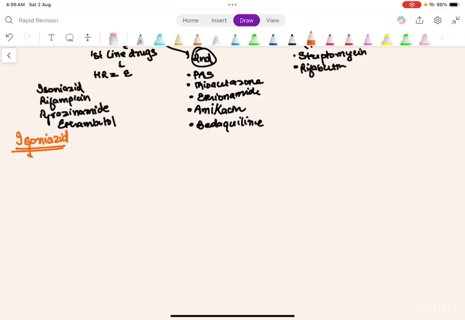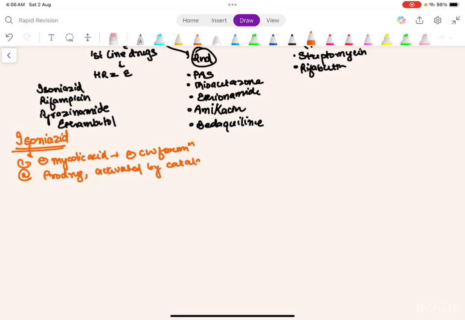Now isoniazid basically acts as an inhibitor of mycolic acid, so it inhibits cell wall formation. It is a prodrug, and it is activated by the catalase peroxidase enzyme. It acts on both intracellular and extracellular microorganisms. There is a question that they asked: which is the only drug that acts only on the intracellular organism? I'll tell you as we move on. First, for isoniazid you have to remember that it acts on both.